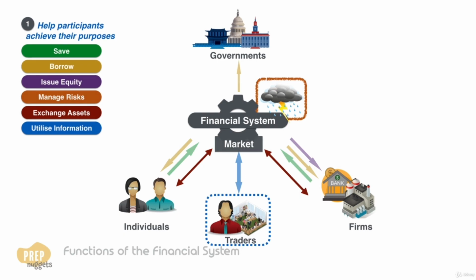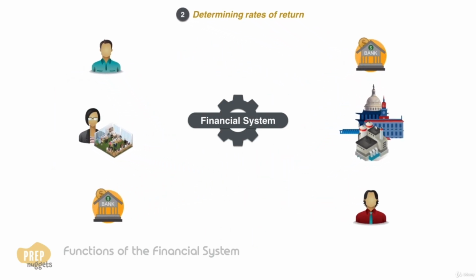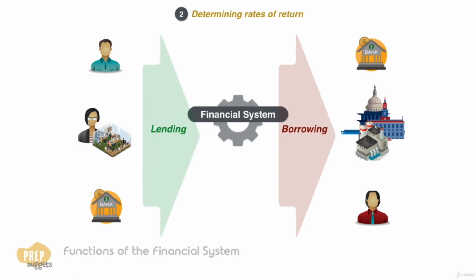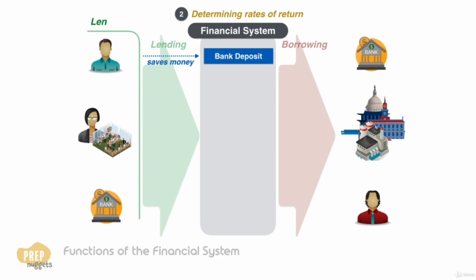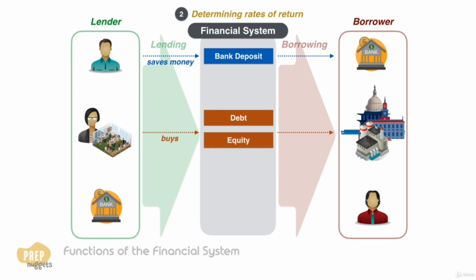The second function of the financial system is to determine the rates of return or interest rates. It's interesting to view the financial system as two distinct activities, that of borrowing and that of lending. When a saver places money in a bank deposit, the saver is actually lending the money to the bank, which is the borrower in this case. When an investor purchases debt or equity securities issued by a government or company, the investor is the lender and the issuing entity collects the capital and becomes the borrower. When a bank issues a loan to a borrower, the bank becomes the lender in this case.